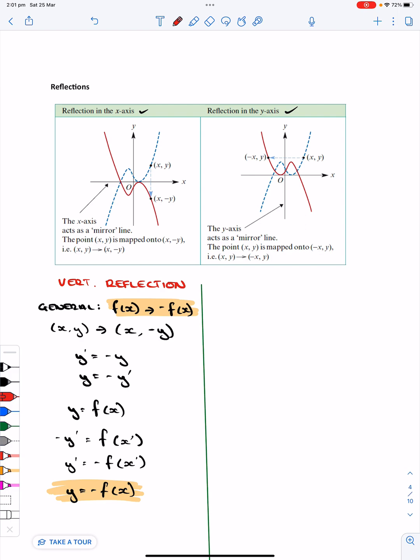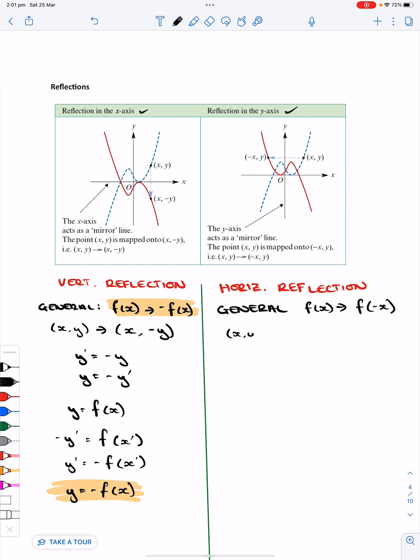The other type of reflection that we can discuss is reflection in the y-axis. I like to refer to this as a horizontal reflection. The reason why I call it a horizontal reflection is because we're flipping our coordinates horizontally. So we're flipping our x coordinates. The general form for our horizontal reflection is f(x), our original function, becoming f(-x).